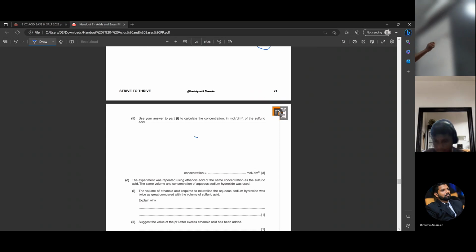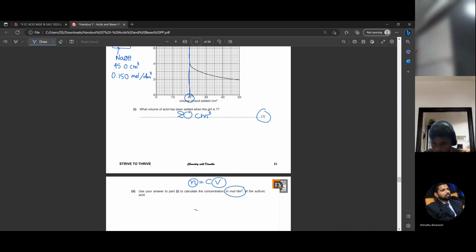So in order to find the concentration of sulfuric acid, n equals CV, you need the volume and you need moles. This is how you analyze the question. You know the volume, because you just found it. Volume is 20. But we don't know the moles.